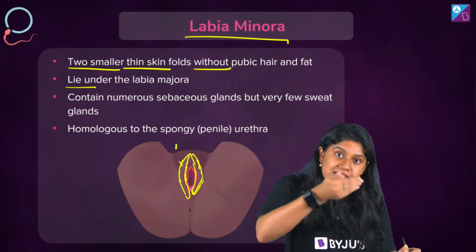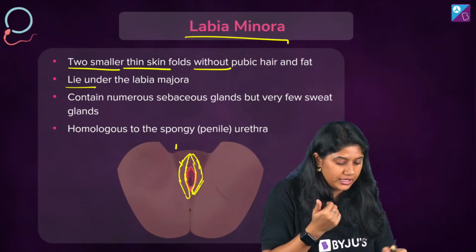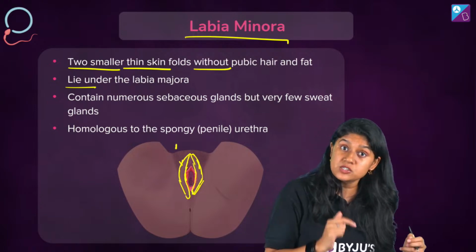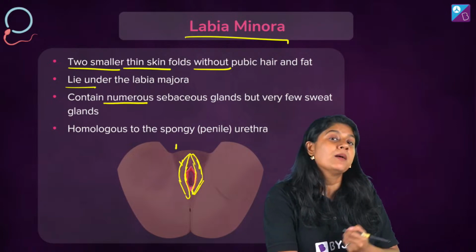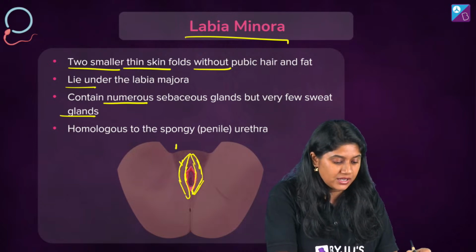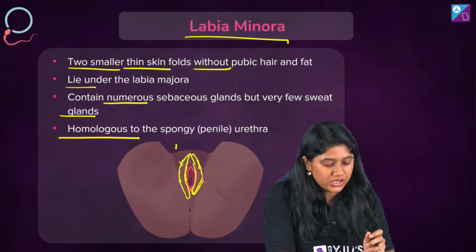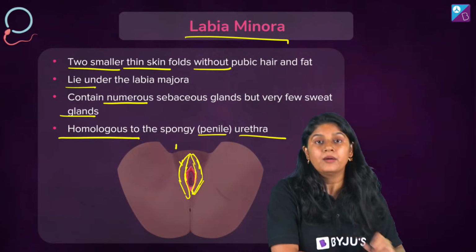Now, it lies under the Labia Majora. We can already see it over here. And this particular part contains numerous sebaceous glands, but of course very few sweat glands. And this is homologous to the spongy penile urethra. Everyone, are we clear?